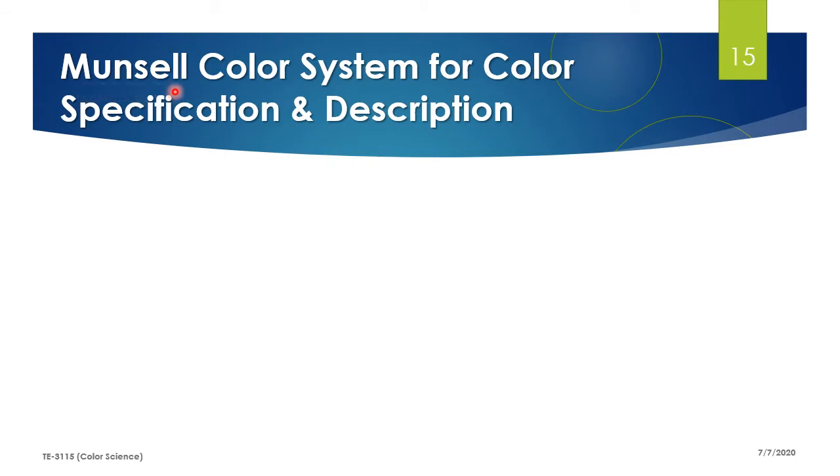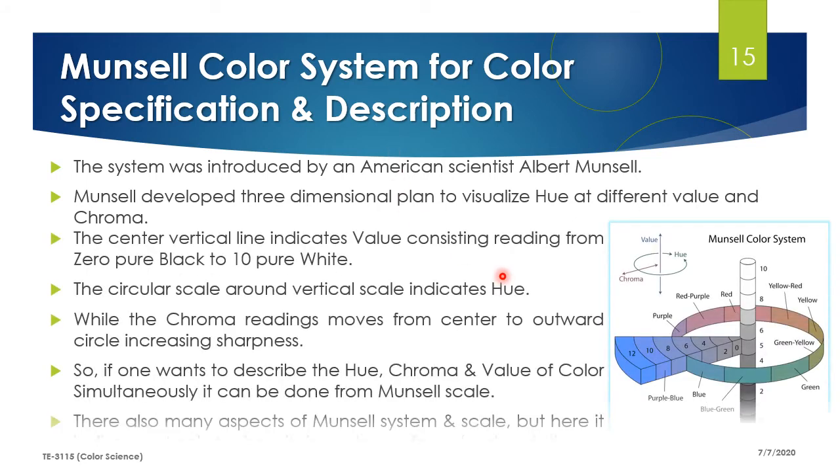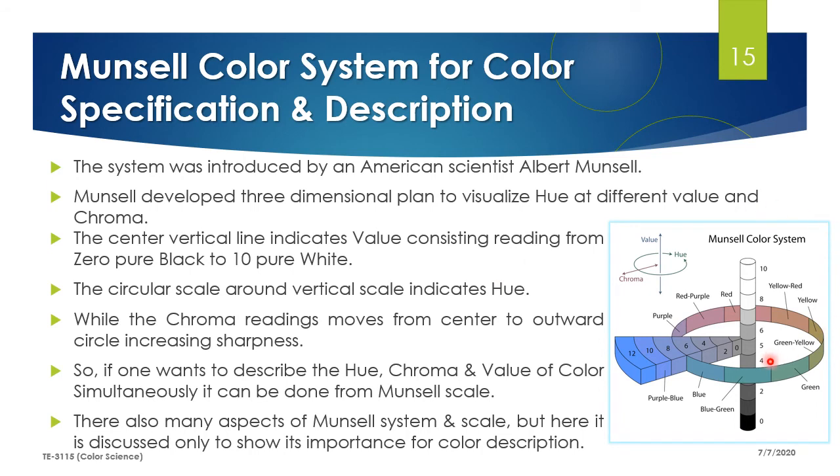Munsell color system for color specification and description. Actually, the system was introduced by the American scientist Albert Munsell. Munsell described the hue, value, and chroma of a color in a three-dimensional plan. In the three-dimensional plan, the center line shows the value of color from 0 black to 10 white, and then a circular scale shows the hue of a color, while the scale moving outward from the center of the circle shows the chroma of the color, and as we go outward the saturation of the color increases.